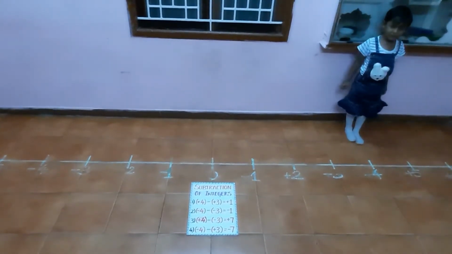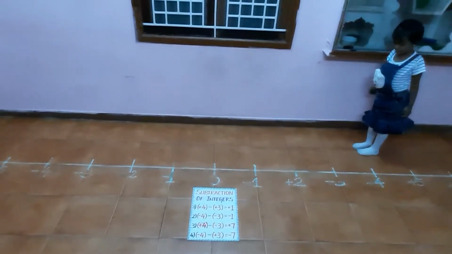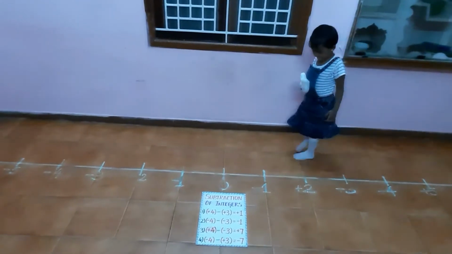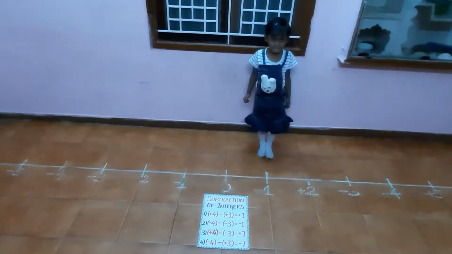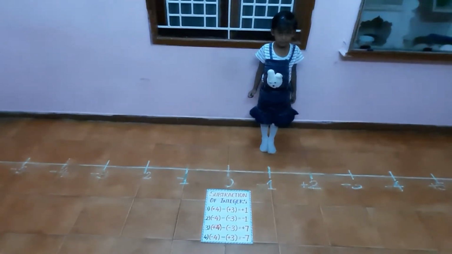Yes, and we have minus, therefore the kid is going to turn towards the minus direction, and we have plus 3, therefore the kid is going to come forward with 3 steps and reaches plus 1.